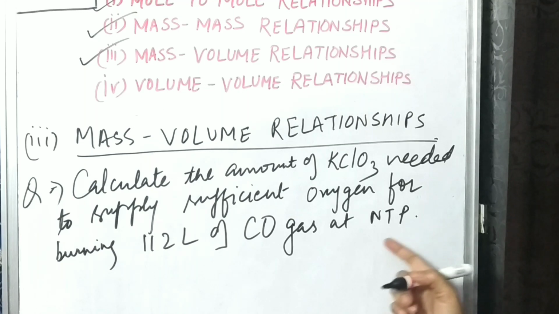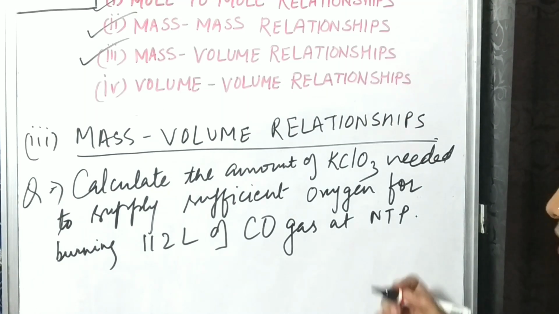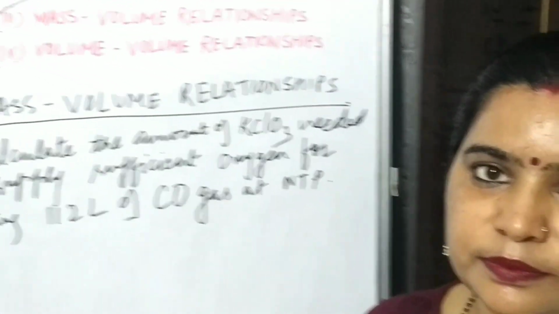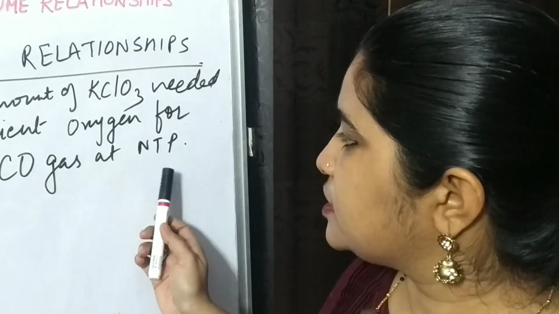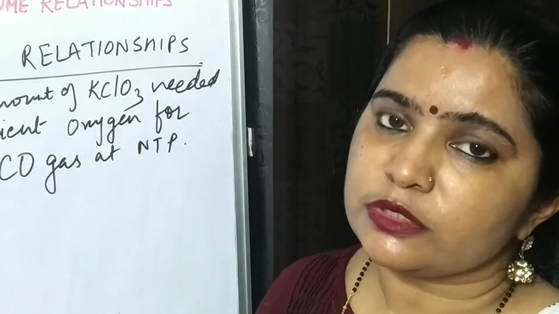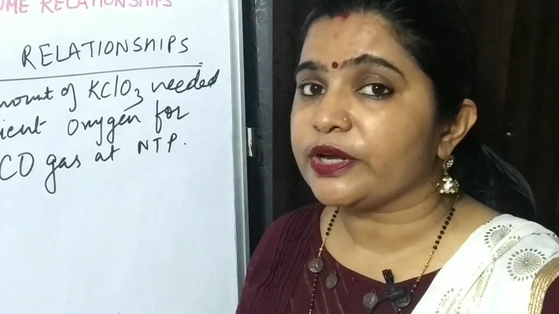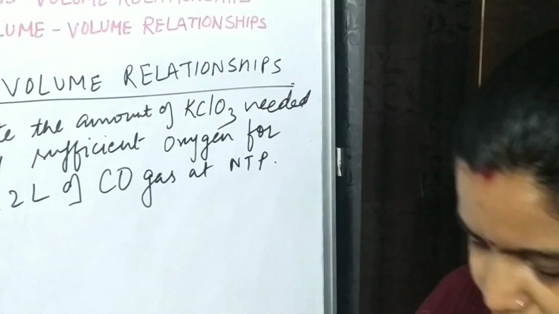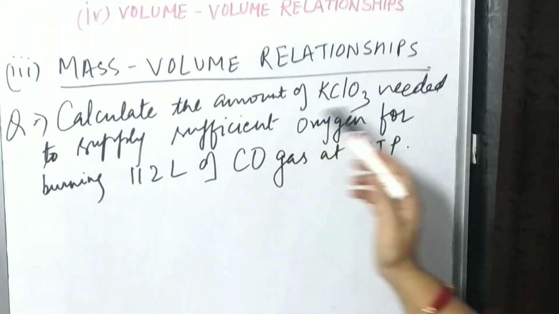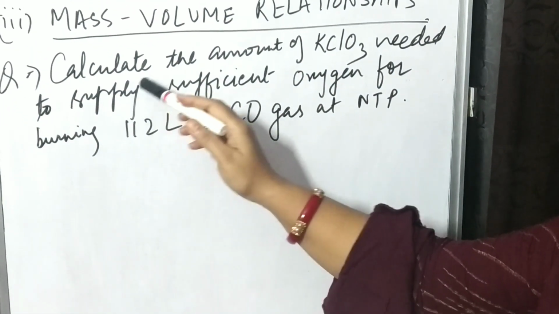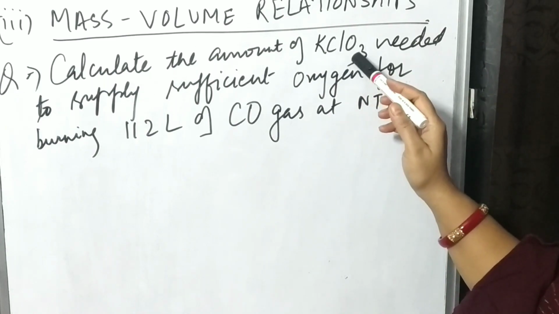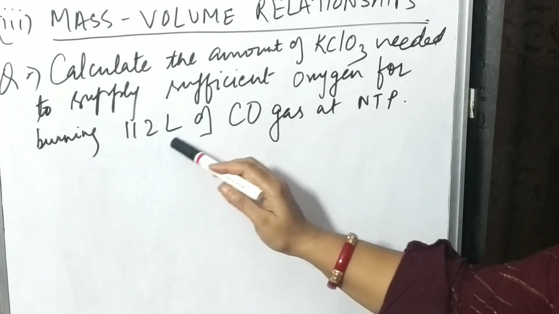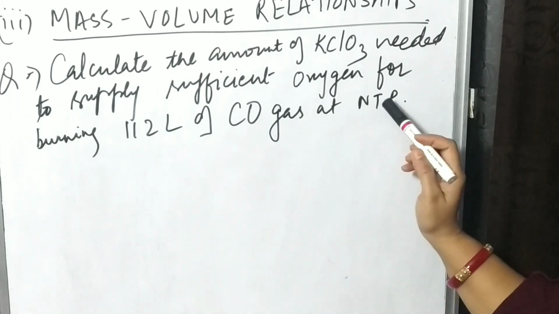See children, instead of NTP you can use STP also, standard temperature and pressure. In my previous video I have already taught you that whenever STP or NTP is there, in terms of moles you will always take volume as 22.4 liters. So we will apply that here also. First of all you have to understand the question. They are asking you to calculate the amount of KClO3 needed to supply sufficient oxygen for burning 112 liters of carbon monoxide gas at NTP.